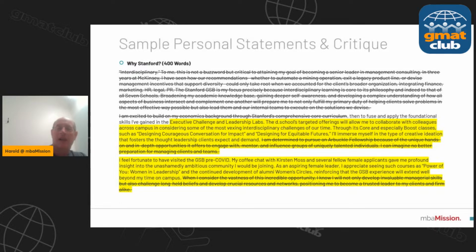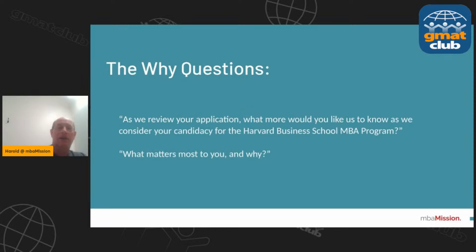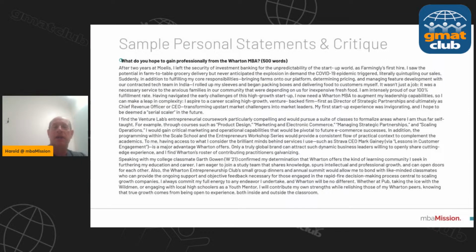Okay, so at this point, we have some nice Stanford things there, certainly, but 400 words. You've used about 200 words to achieve your goal of saying how you're unique and Stanford is unique. Okay, let's get on to, let me do this.